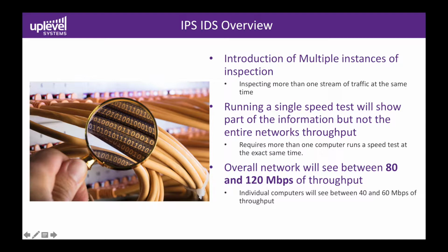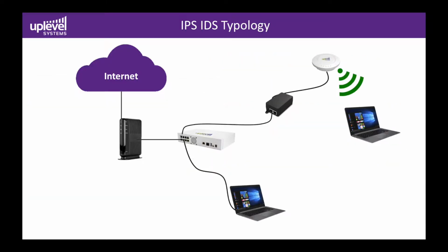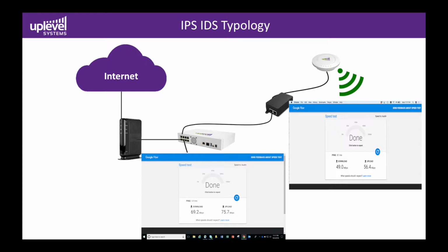So each computer, if you're running two computers, will now each see 40 to 60 megs of throughput, giving your overall network throughput increase between 80 and about 120 megs, so in that range. In order to measure the throughput of the entire network, you'll need two computers, both connected into the network behind the firewall. You'll need to click both of those speed tests at the exact same time. That'll get you those different throughputs. You'll then add them both together to get the overall throughput of the entire network. Keep that in mind, but it does mean that overall customers will see an increase in IPS IDS throughput.